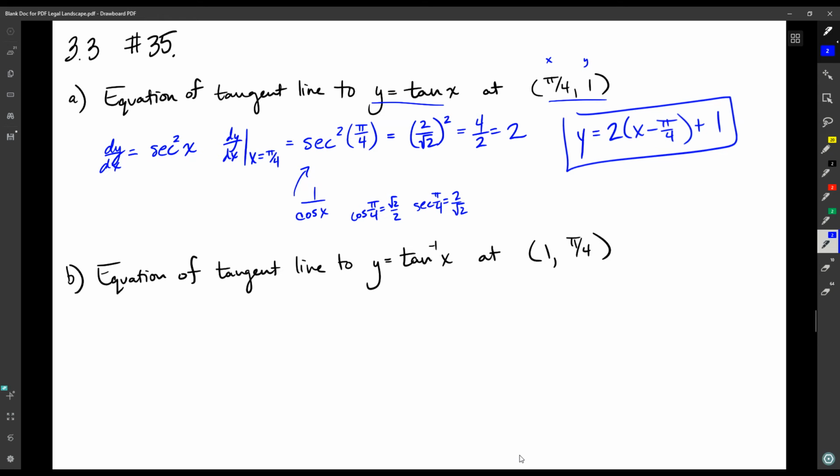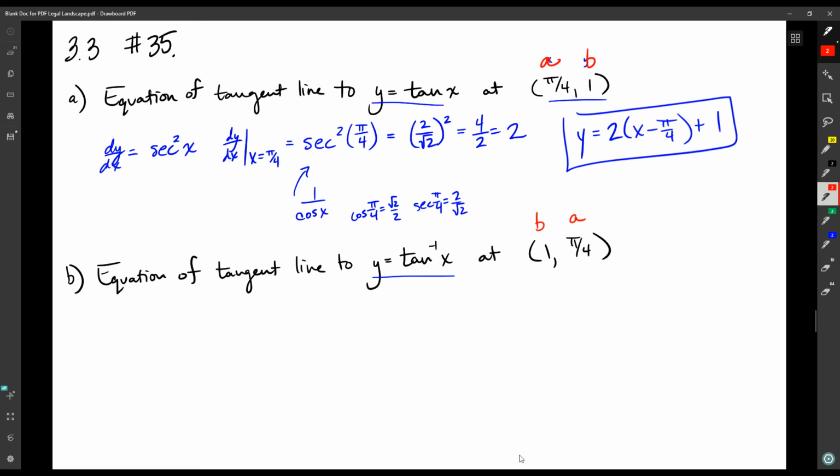Part B of this question asks for the equation of the tangent line to the inverse of the function in part A. This is the arctangent or inverse tangent function. And we're asked to find the equation of the tangent line at the point 1 comma pi over 4. So that is a reversing of the A and B values from part A. If you think of it this way, pi over 4 could be A, while 1 could be B, and then this is B and A.